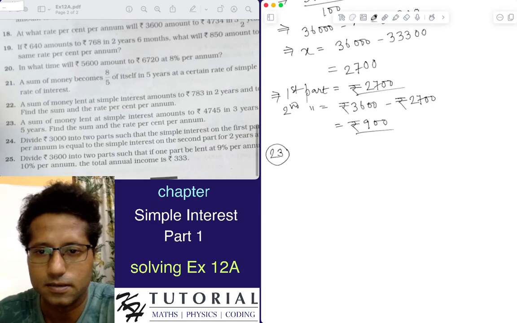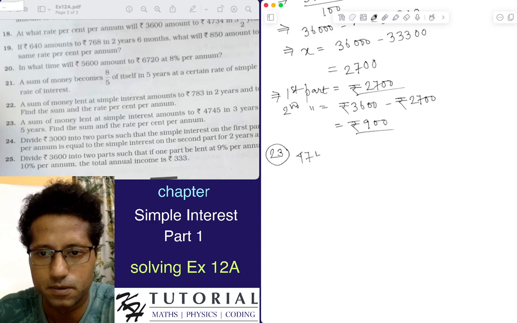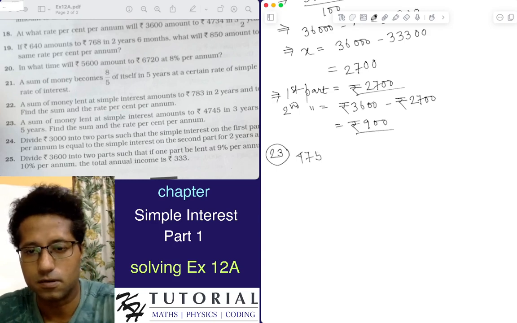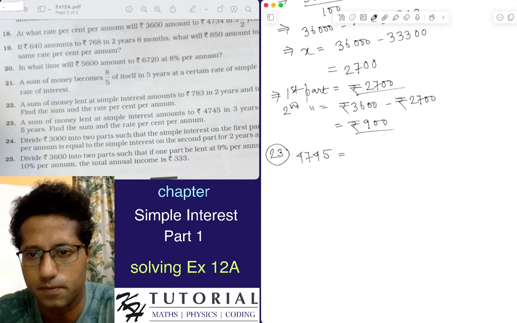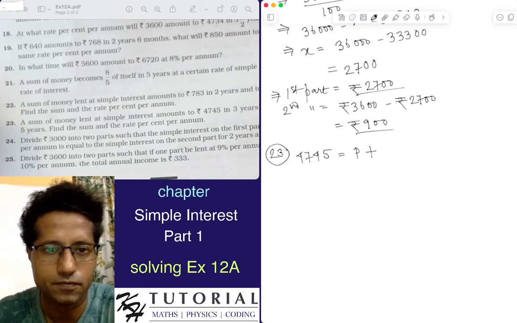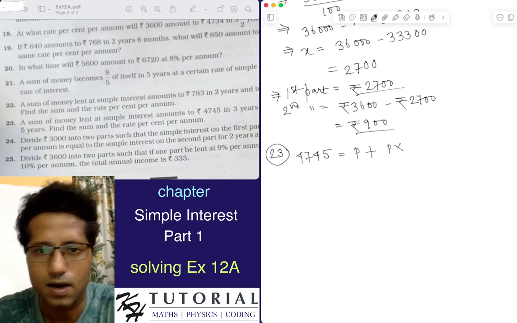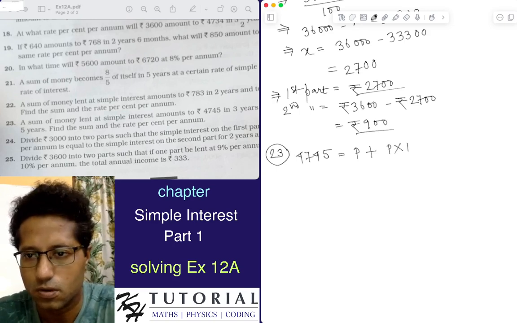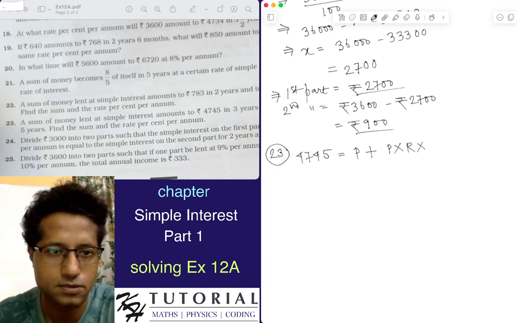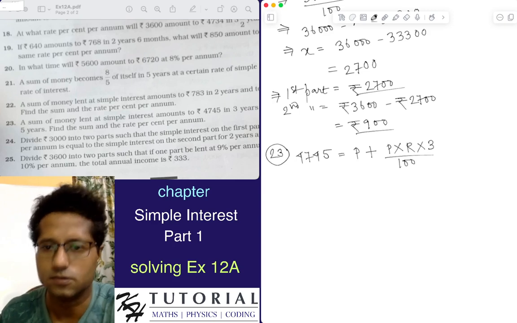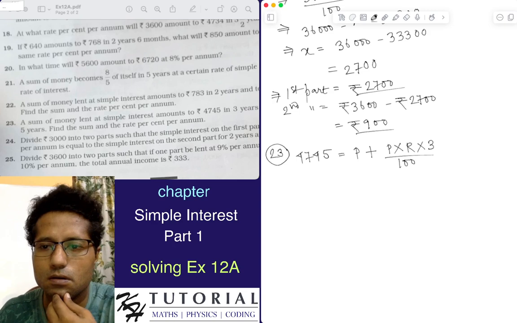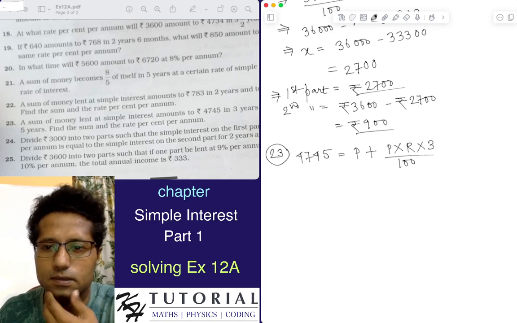we can say that this amount equals principal plus simple interest. We can say that 4745 is equal to principal P plus the simple interest. The simple interest will be P into R, the rate of interest we don't know, we have to find, and T for the first case is given as 3, by 100. We have this.